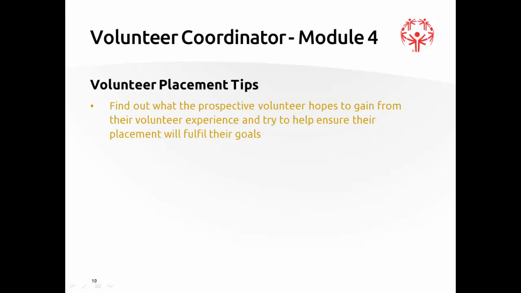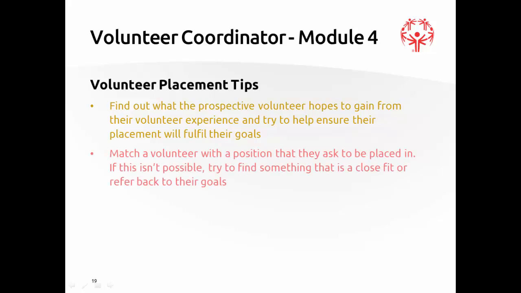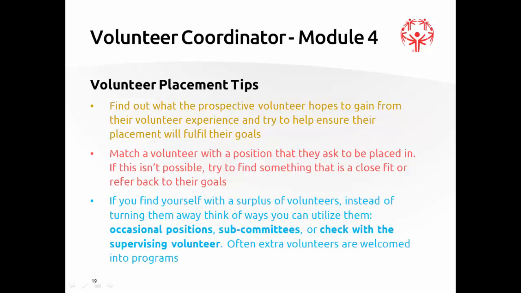Find out what the prospective volunteer hopes to gain from their volunteer experience and try to help ensure their placement will fulfill their goals. Match a volunteer with a position that they ask to be placed in. If this isn't possible, try to find something that is a close fit or refer back to their goals. If you find yourself with a surplus of volunteers, instead of turning them away, think of ways you can utilize them. This includes occasional positions, subcommittees, or check with the supervising volunteer. Often extra volunteers are welcomed into programs.